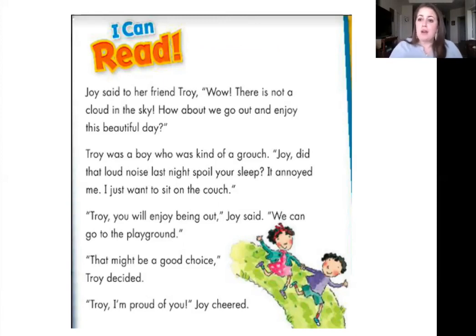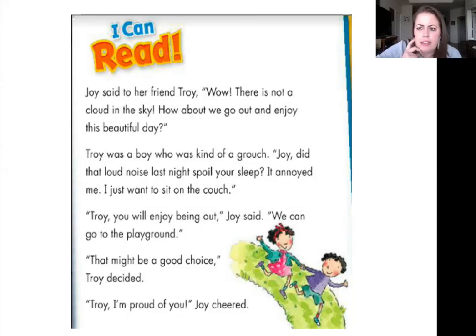Okay, now let's take our patterns and our practice and knowledge and use them to read this passage together. You'll follow along with me. Joy said to her friend Troy, "Wow, there is not a cloud in the sky. How about we go out and enjoy this beautiful day?" Troy was a boy who was kind of a grouch. "Joy, did that loud noise last night spoil your sleep? It annoyed me. I just want to sit on the couch."